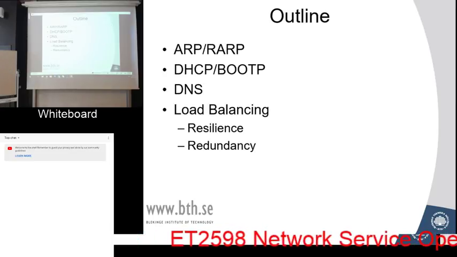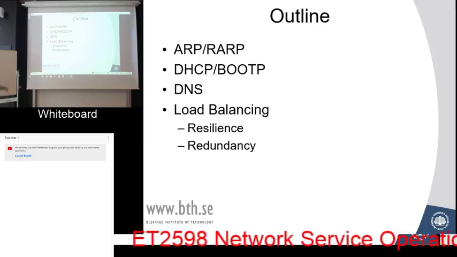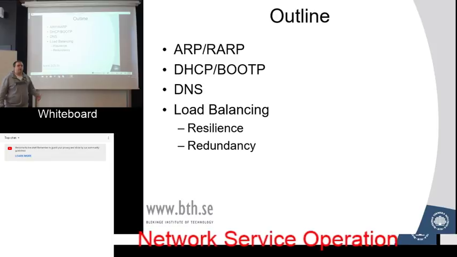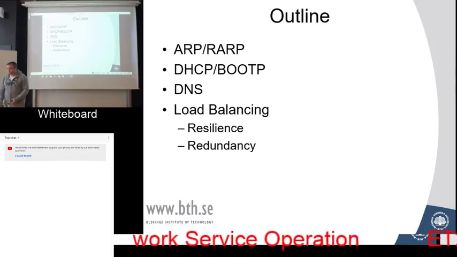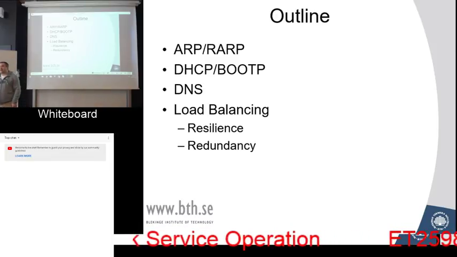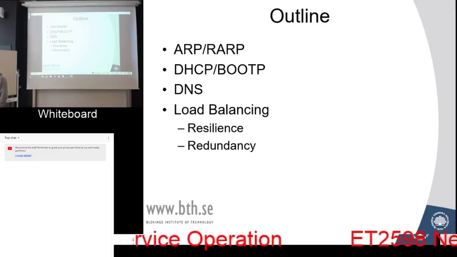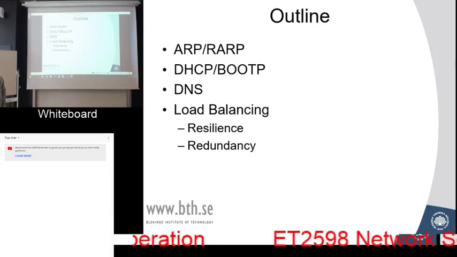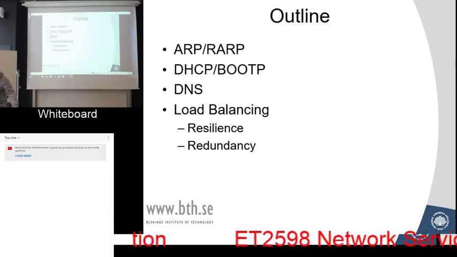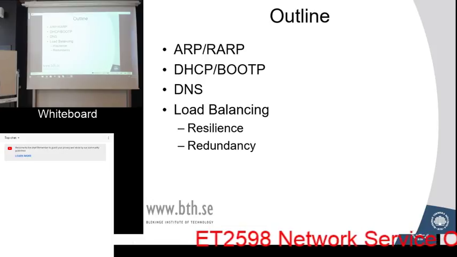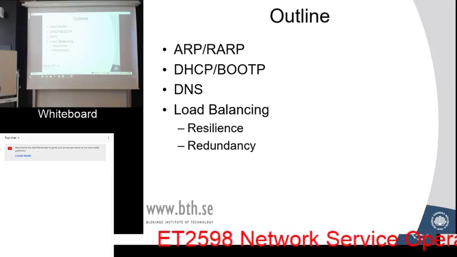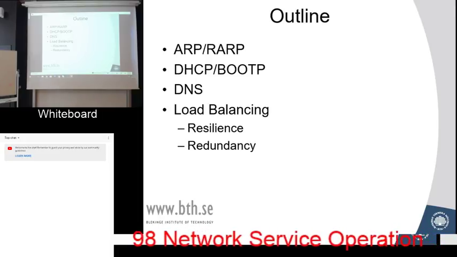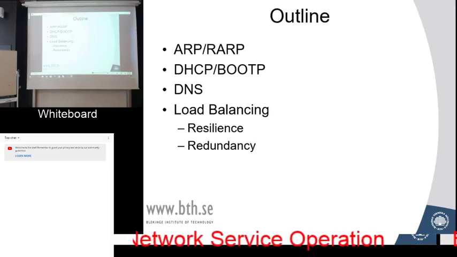So, the outline for today is ARP and RARP, DHCP, BOOTP. Then we're going to talk about DNS, but on the higher level of scale. But that includes this particular case that you mentioned too. And then we're going to talk about load balancing and the difference of resilience and redundancy, and the benefits of having load balancers to cope with both.